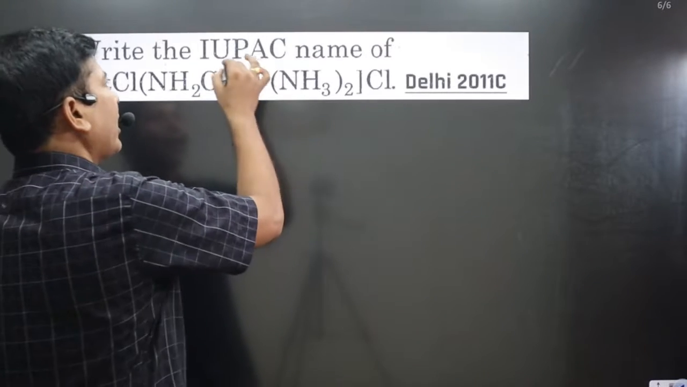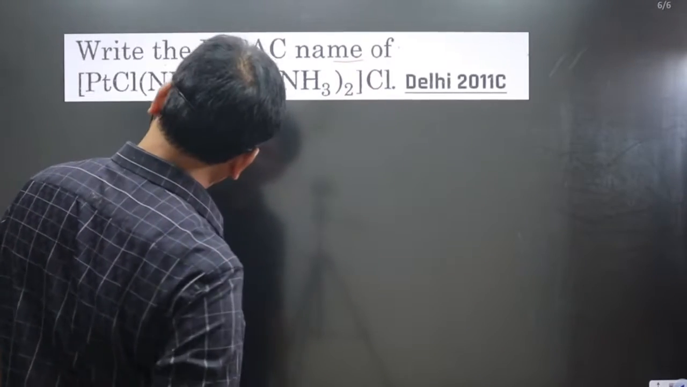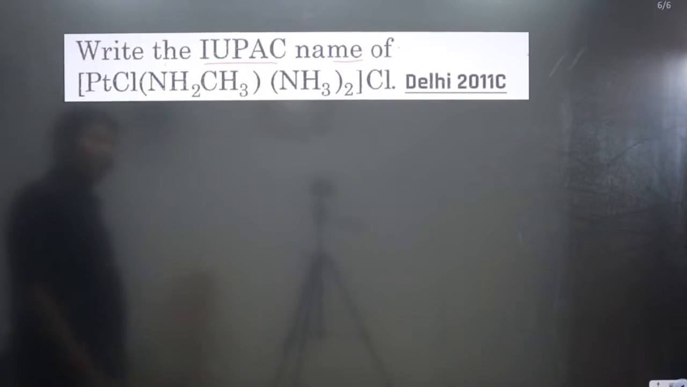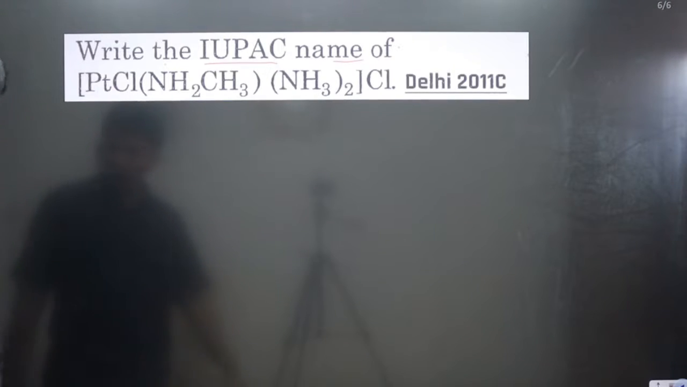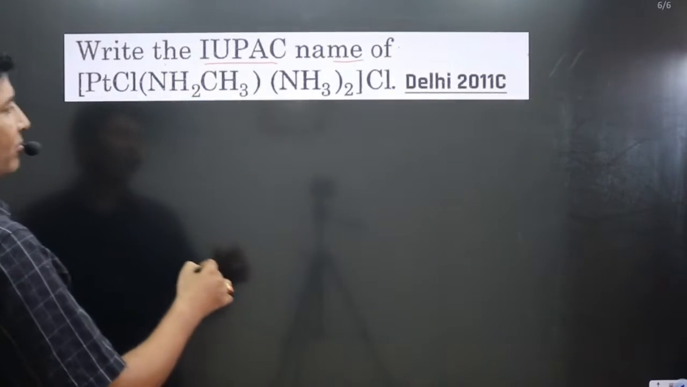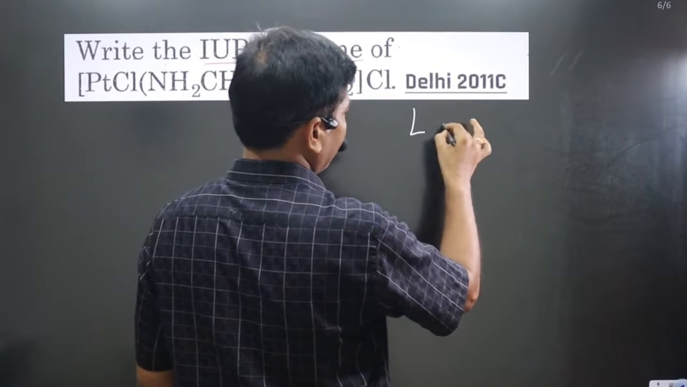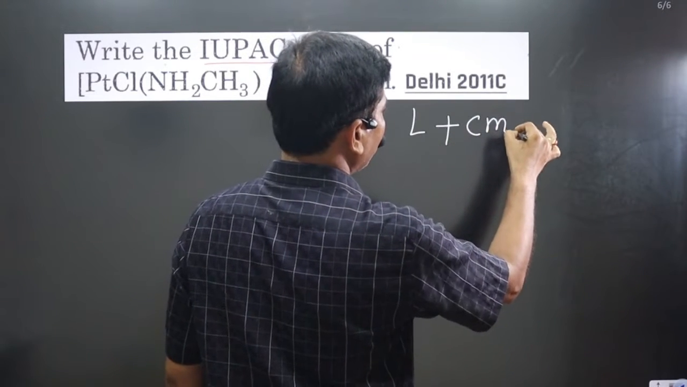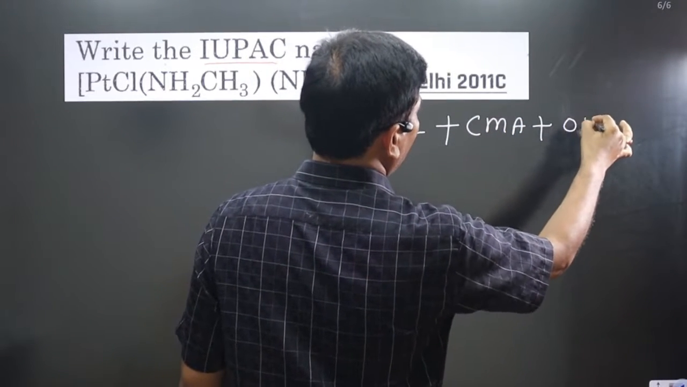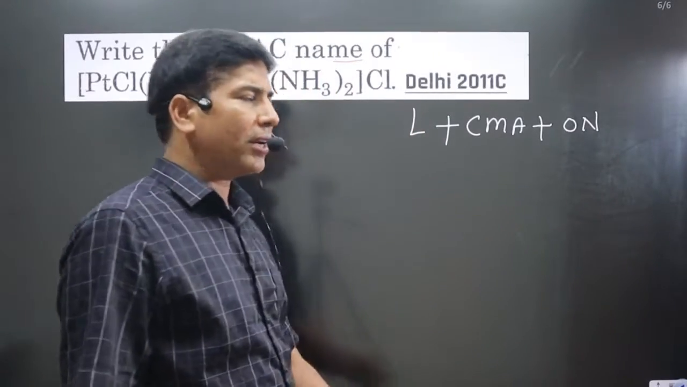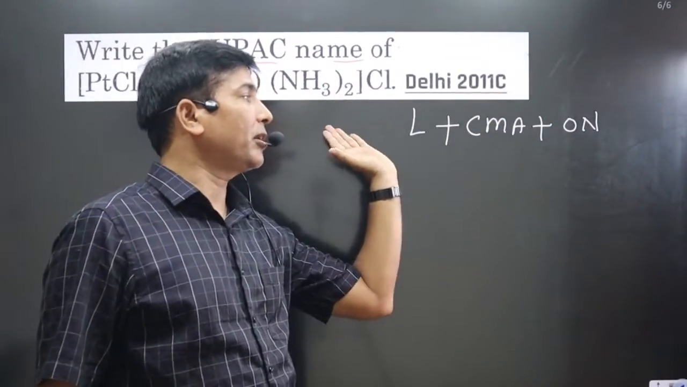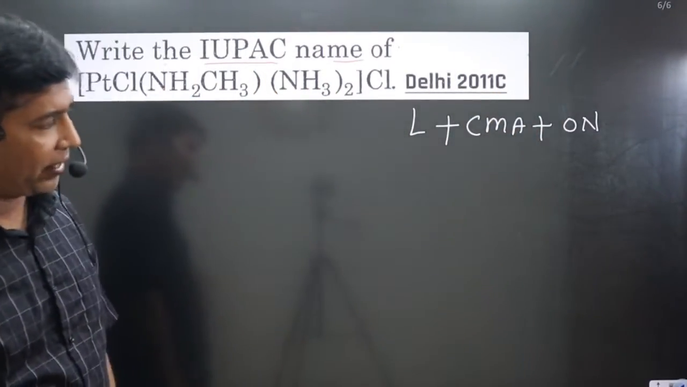The question says write the IUPAC name for the given complex. To name the complex, we follow the order. First, you have to write the ligand, then we write the central metal atom, then we write the oxidation number. The counter ion can be in the front, it can be in the last also. Okay, this is the order we follow.